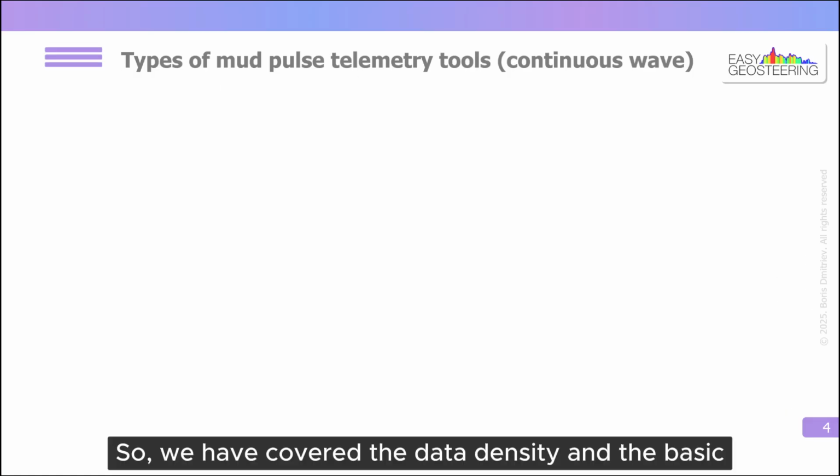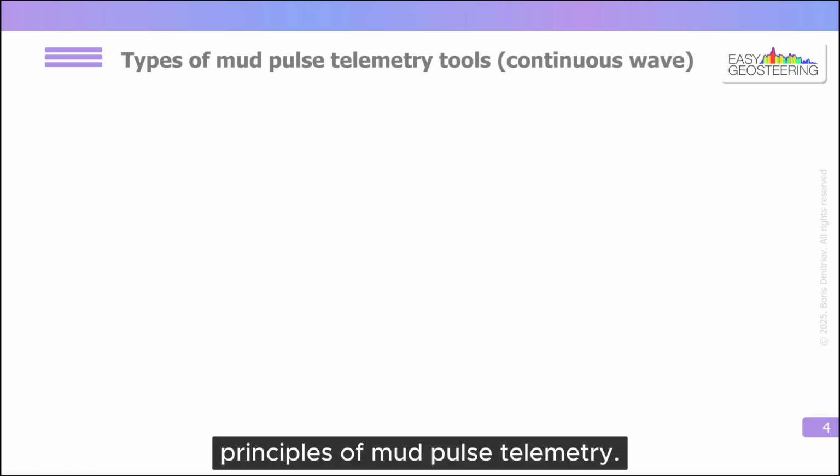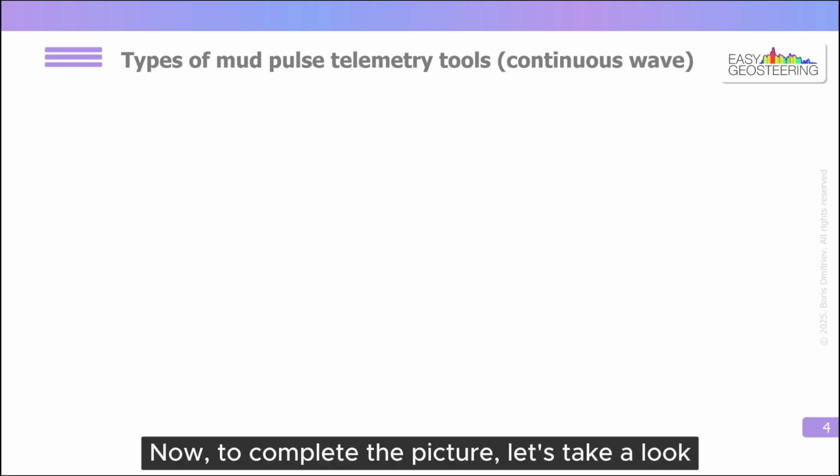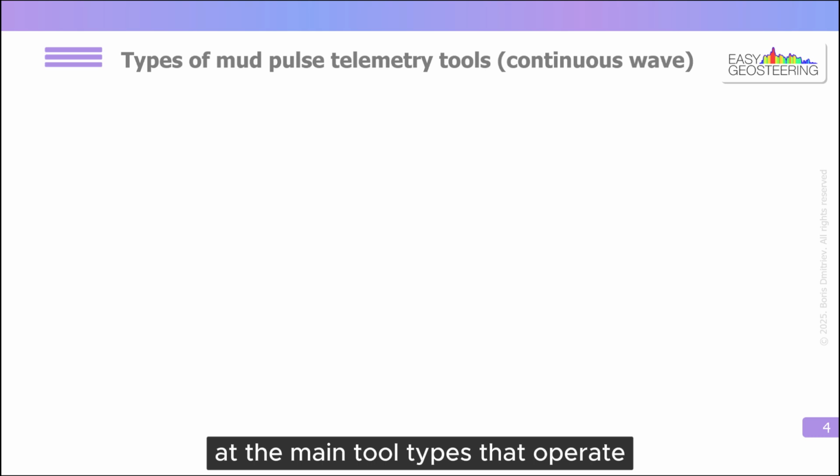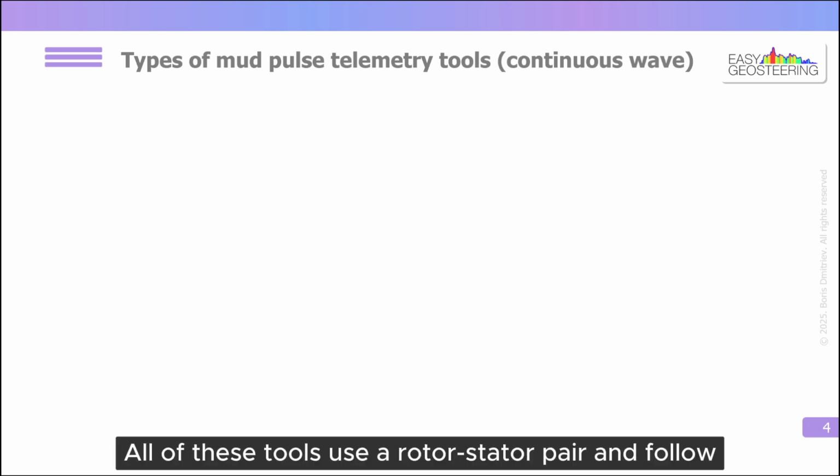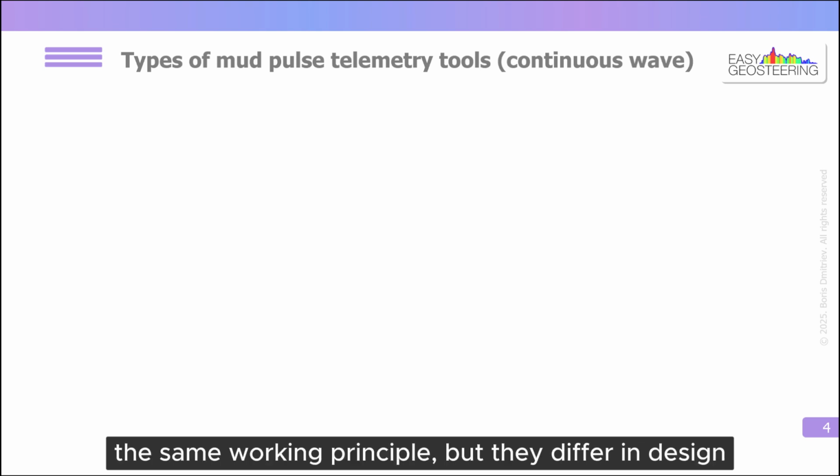So, we have covered the data density and the basic principles of mud-pulse telemetry. Now, to complete the picture, let's take a look at the main tool types that operate with a continuous wave. All of these tools use a rotor-stator pair and follow the same working principle, but they differ in design and are tailored for different tasks and budgets.